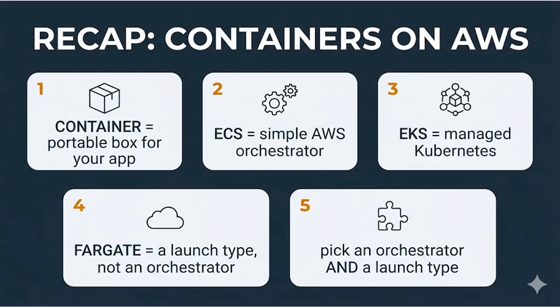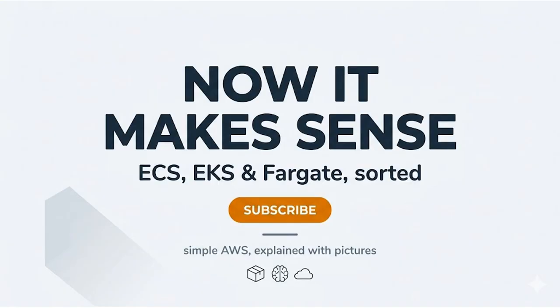To manage many containers, you need an orchestrator, and on AWS, that's a choice between ECS, simple and AWS-native, and EKS, managed Kubernetes, powerful and portable. Separately, you choose where they run, Fargate, serverless with no servers to manage, or EC2, your own servers for control and steady-state cost. Fargate is a launch type, not a third orchestrator. Pick the orchestrator, pick the launch type, and the famous ECS versus EKS versus Fargate confusion simply disappears. And that's containers on AWS, sorted.